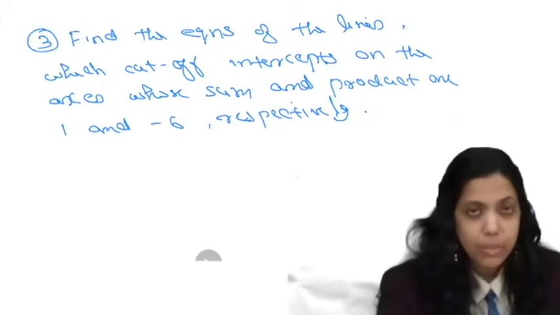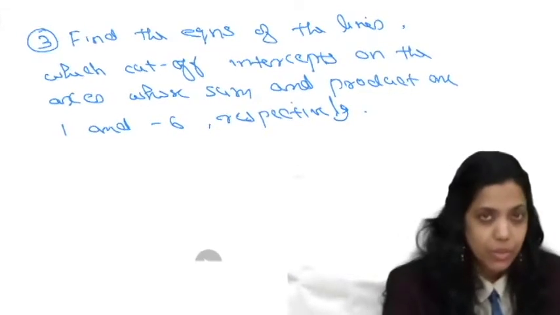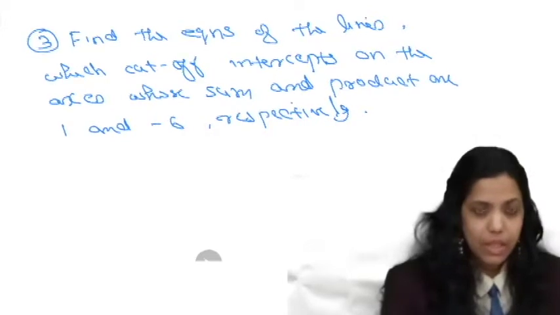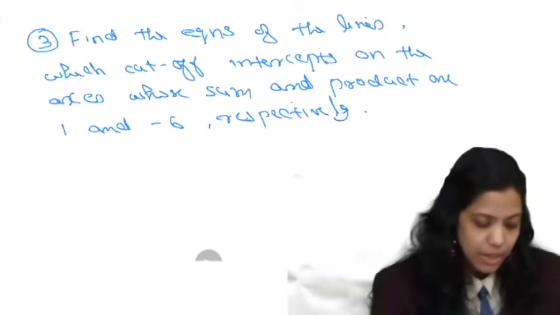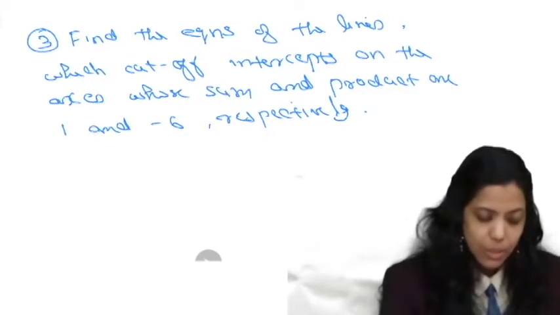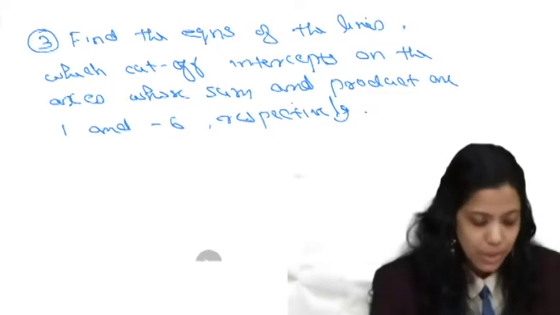So let's move on to the next question, question number 3. So consider the question number 3. Find the equations of the lines which cut off intercepts on the axis whose sum and product are 1 and negative 6 respectively.